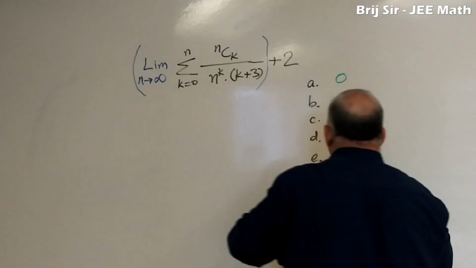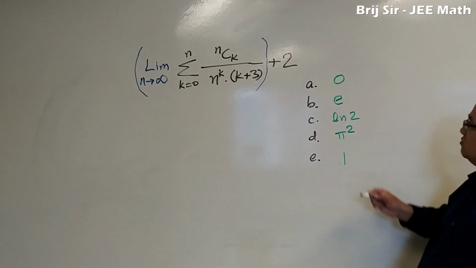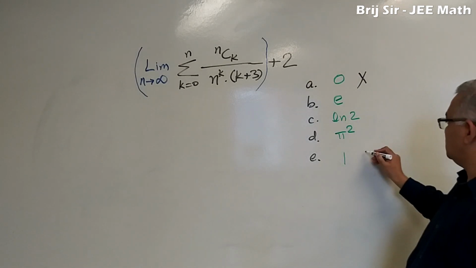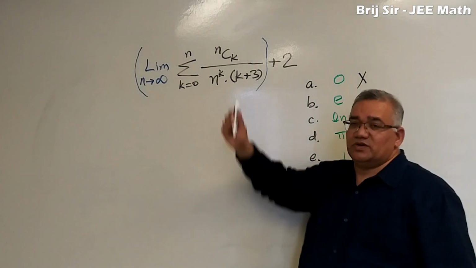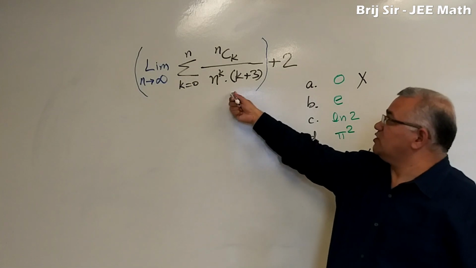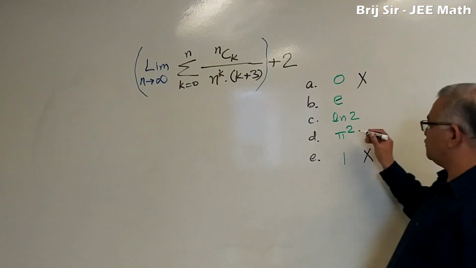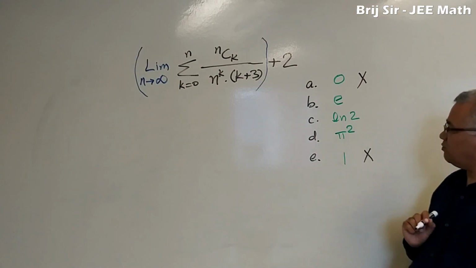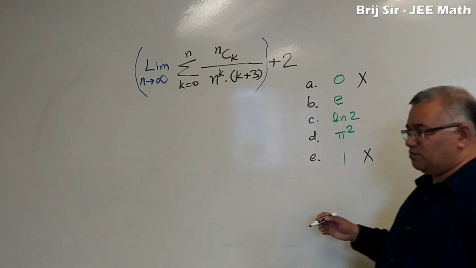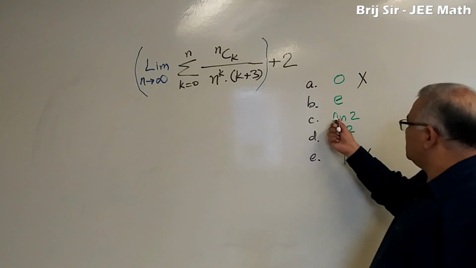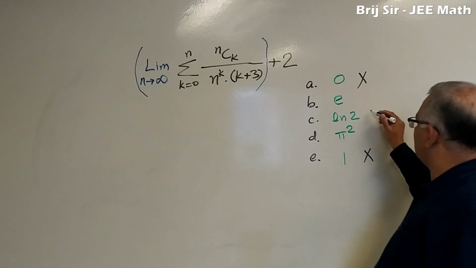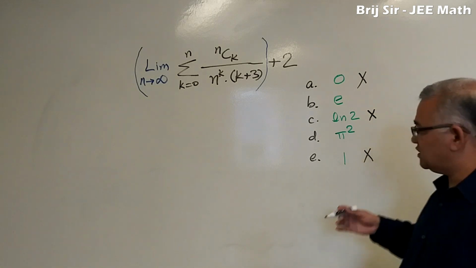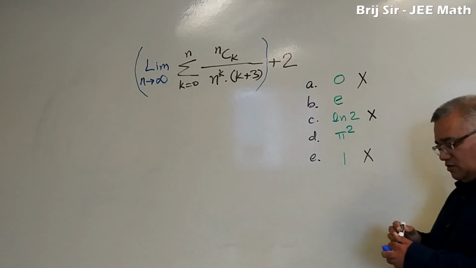So if you look here at the options, what are more than 2? 0? Clearly it's not possible. 1? No. Because you said this is going to be a positive number, there's no way something positive plus 2 is equal to 1. Pi square is almost 9.8, closer to 10. That's a possibility. Log 2 is a small number, less than 1. Then clearly log 2 is not a possible option. So the only option we have is log e, which is 2.7, and this is 9.8.